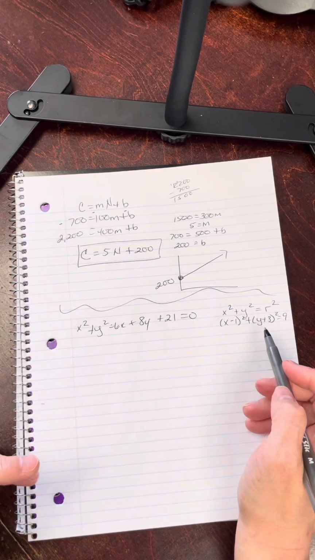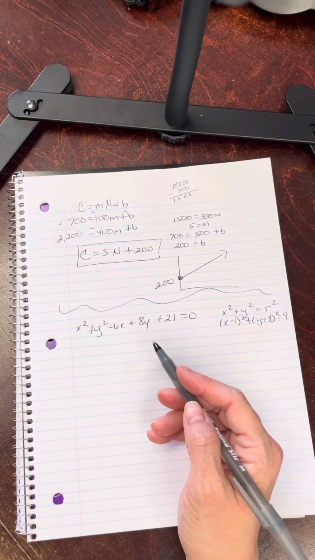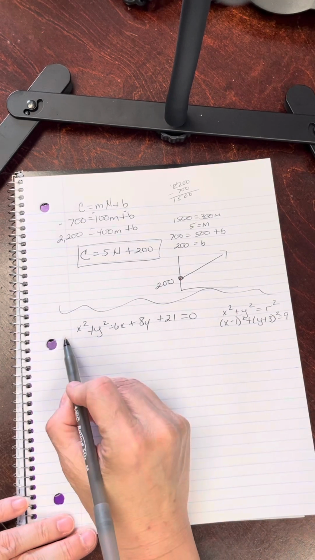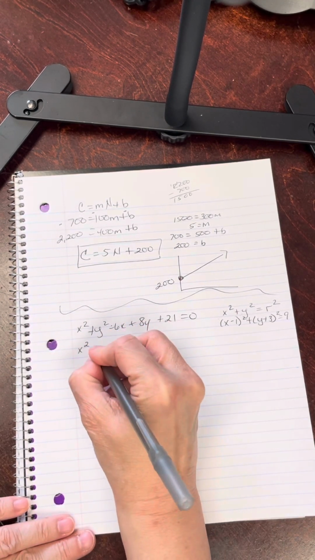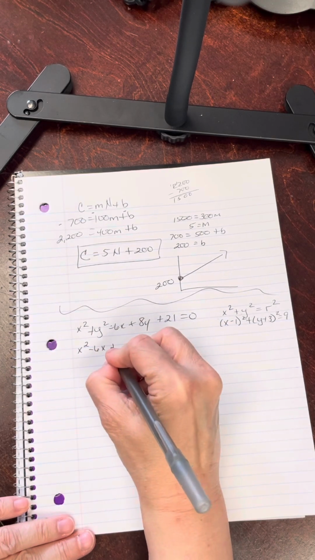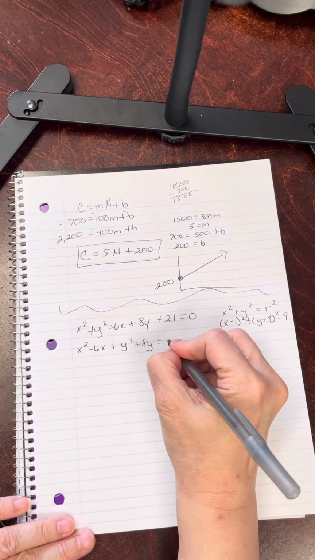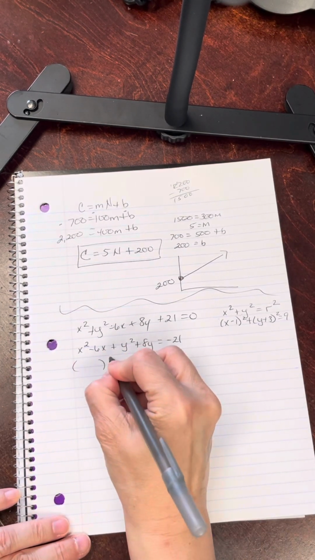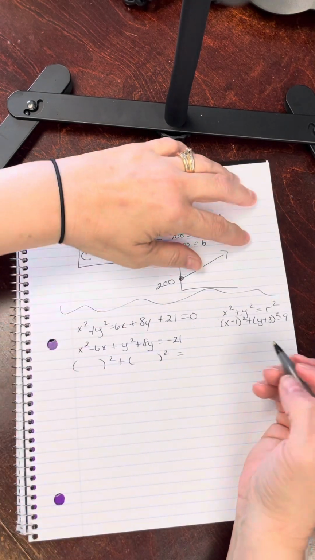All right, so now that we've reviewed that, this is in general form. And it's telling you if we want to graph it, we need to put it in this format. So I need to complete the square to do that. So we're going to put our x parts together, minus 6x, and our y parts together, and then go ahead and move the 21 over to this side as negative 21. So we're going to complete the square for the x's and complete the square for the y's.